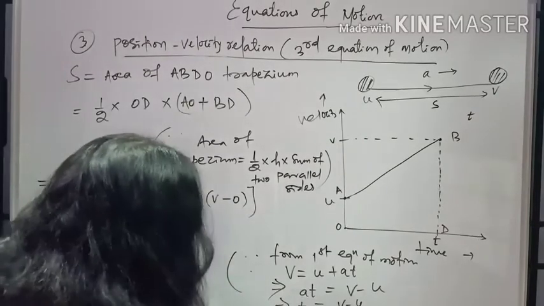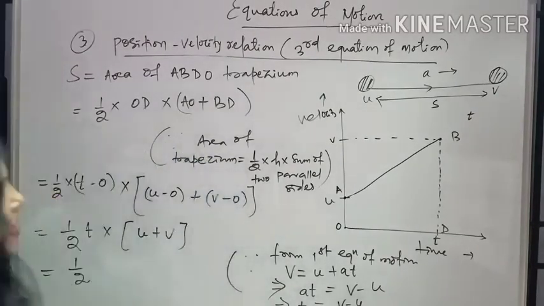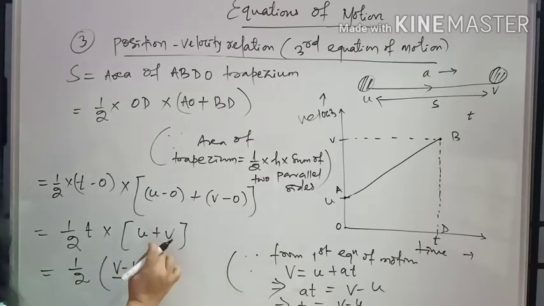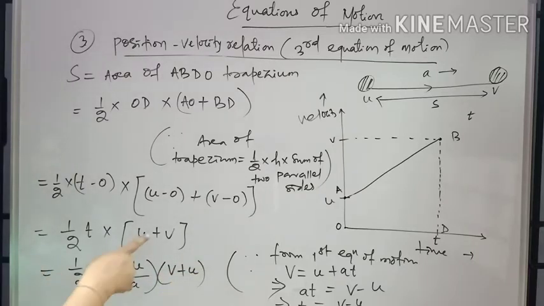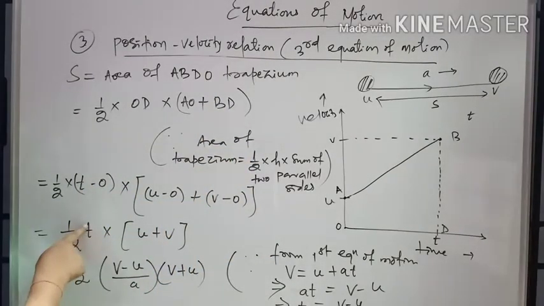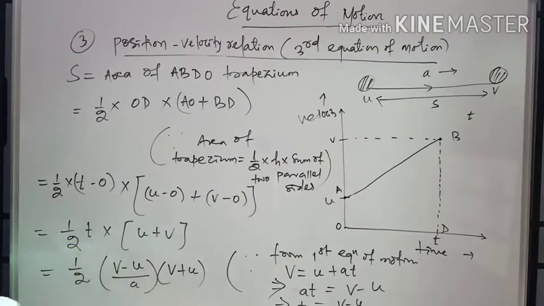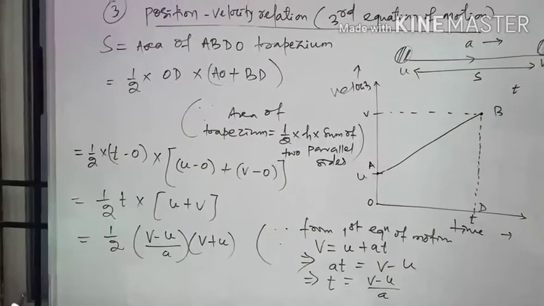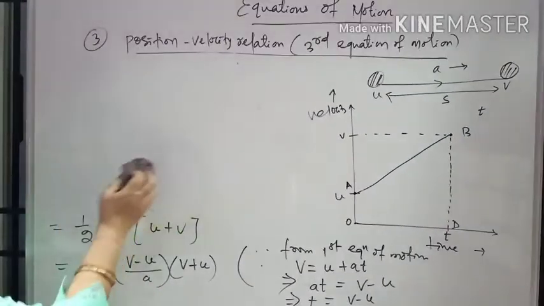So this is the formula from the first equation of motion, that is v minus u by a. That I will replace here in place of t. So in place of t, I'll write v minus u by a, and this is v plus u. Look at what I have done. I have substituted the magnitudes from the figure, and next, in place of t, I have substituted this formula v minus u by a, from the first equation of motion. So let's simplify here.